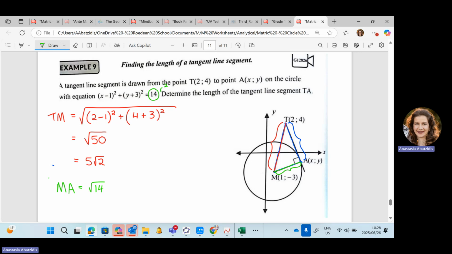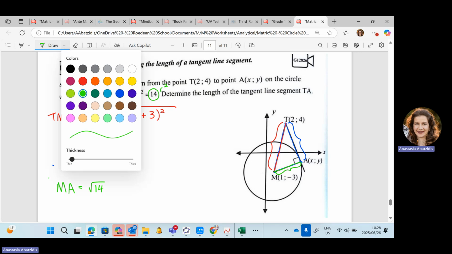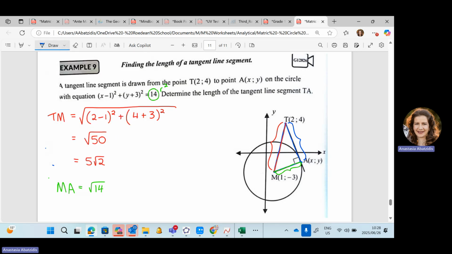Using Pythagoras, TA squared is the root of 20 squared minus the root of 14 squared. Why are you minusing? You must say Pythag. You must have a reason there. Right, so we get 6.